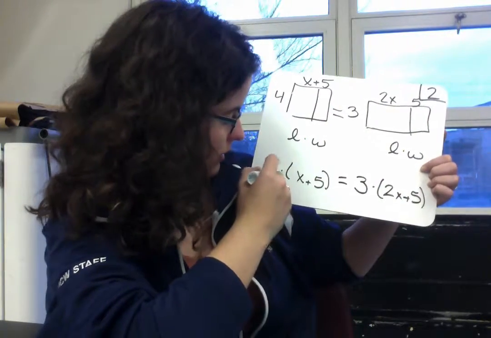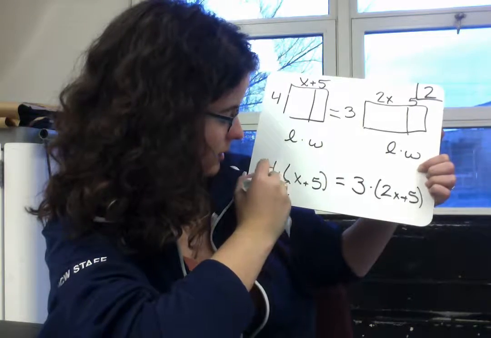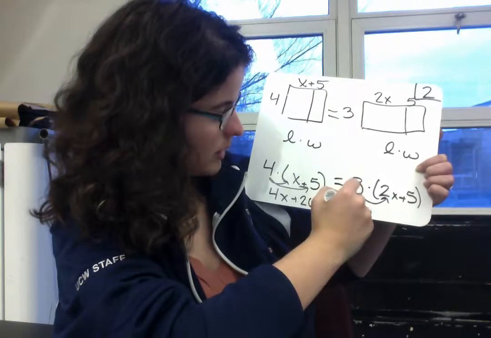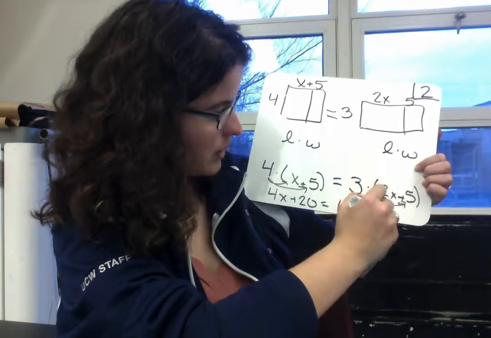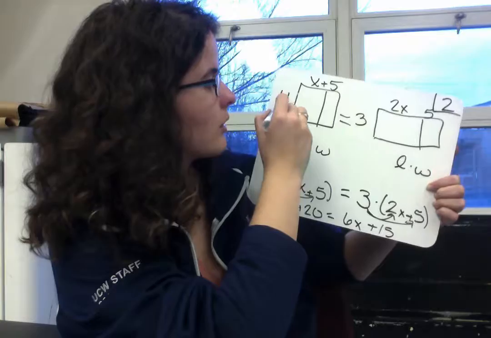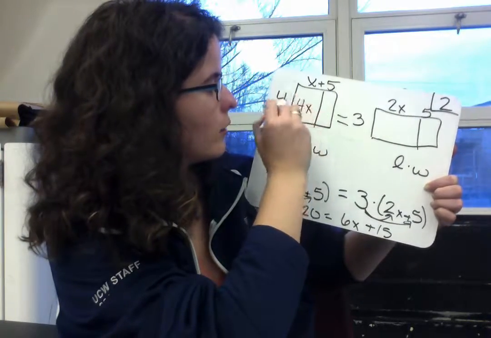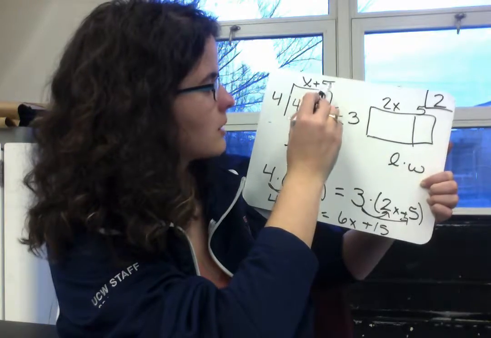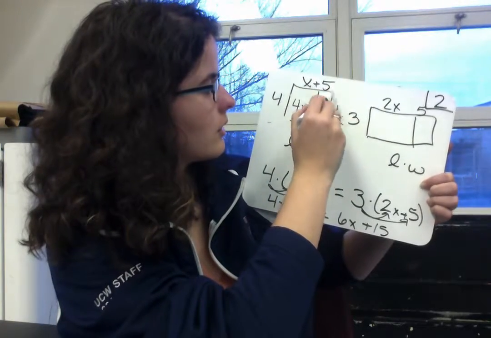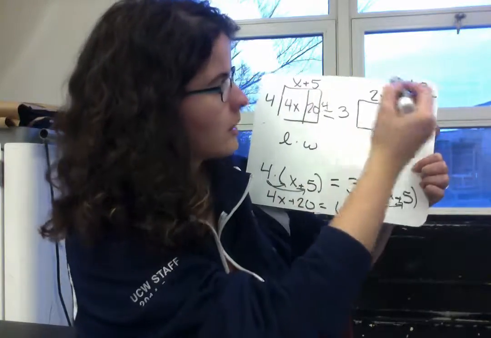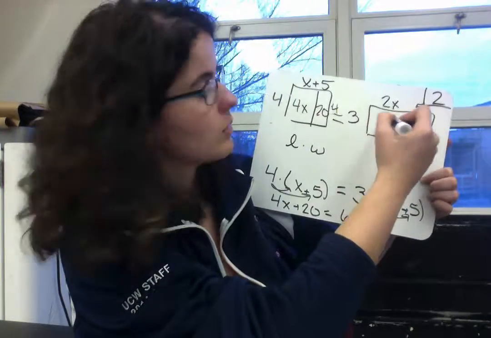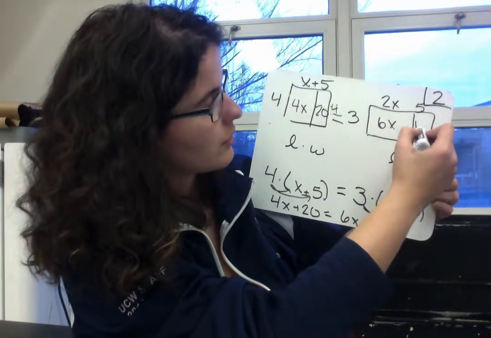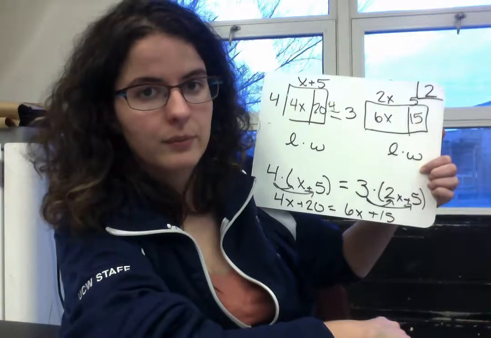To expand it out, I could say 4x plus 20 is equal to 6x plus 15. And to check that up here, this smaller rectangle would have an area of 4 times x, or 4x. This rectangle here would have an area of 4 times 5, or 20, 4x plus 20. And over here we would have 3 times 2x and 3 times 5. And that fits down there.